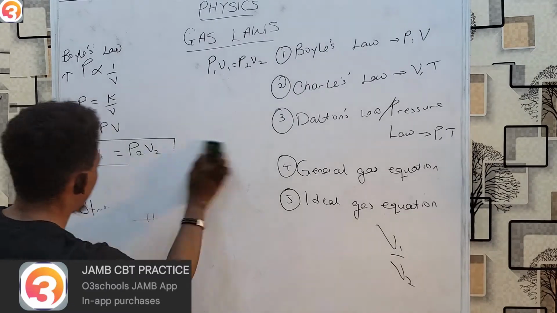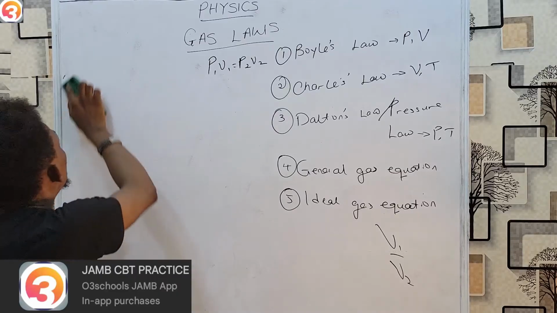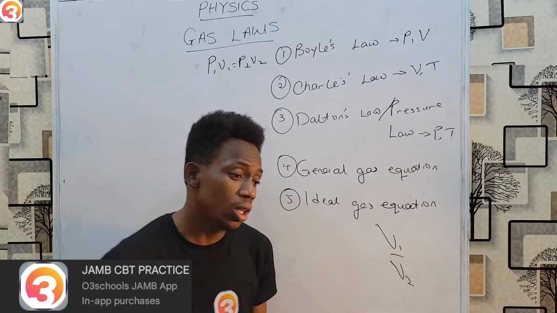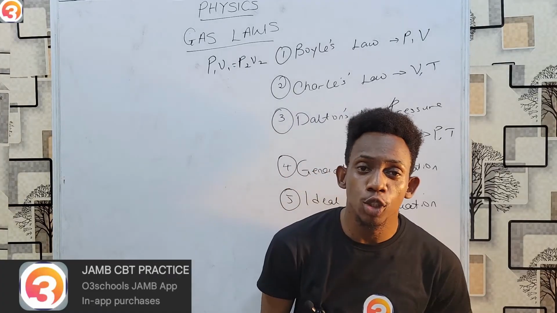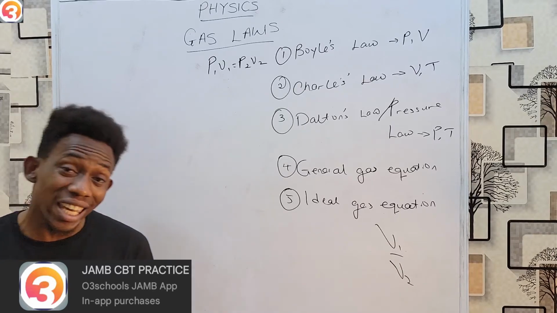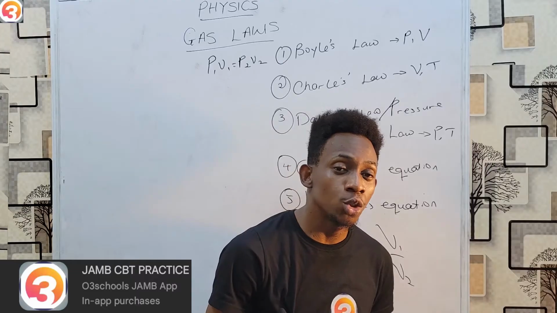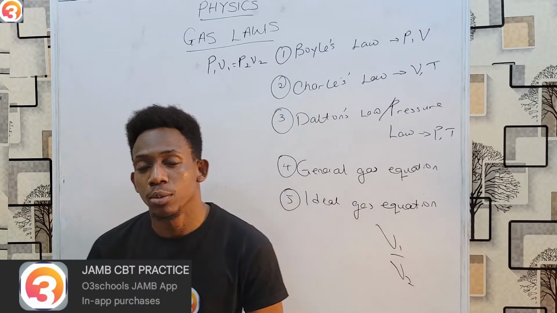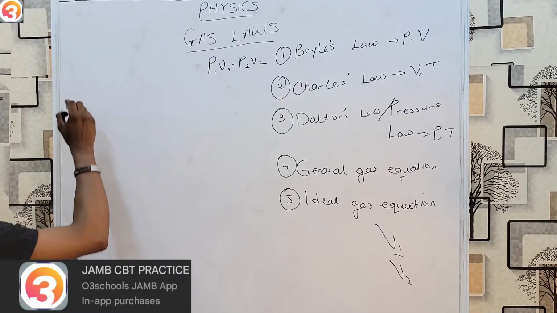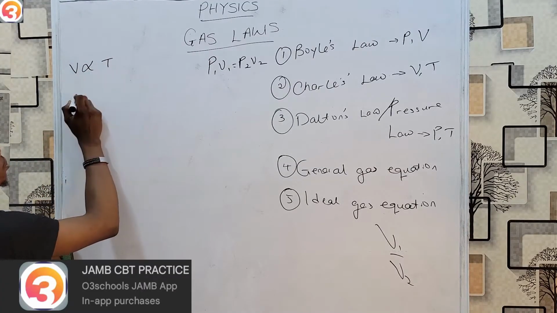Next, we're looking at Charles' law. The law created by Charles. Now, Charles' law deals with, as you can see there, volume and temperature. So what does Charles' law state? Charles' law says that the volume of a gas is directly proportional to its temperature in Kelvin, please note the emphasis. The volume is proportional to the temperature in Kelvin, provided the pressure is kept constant.